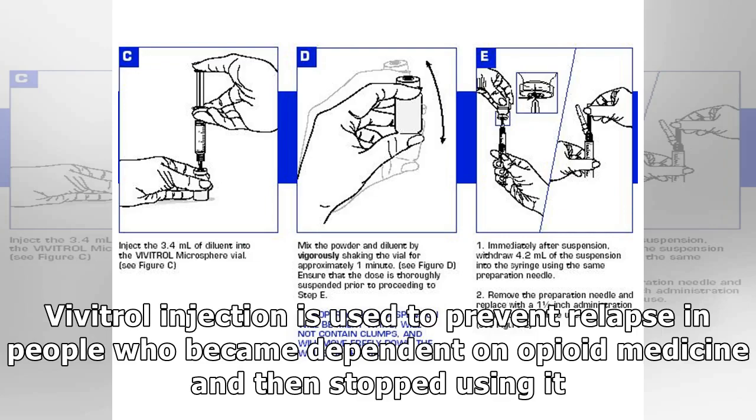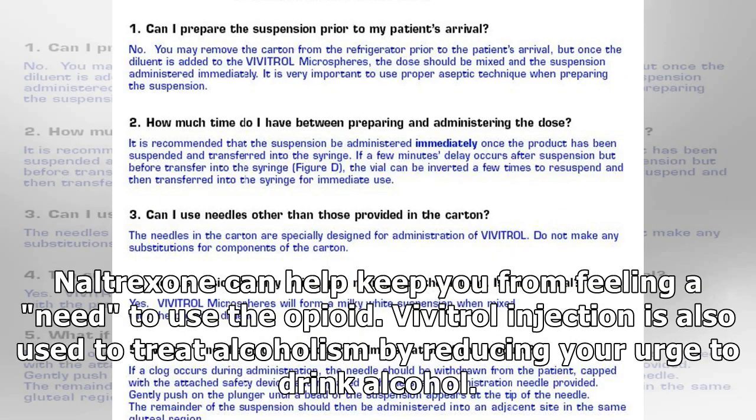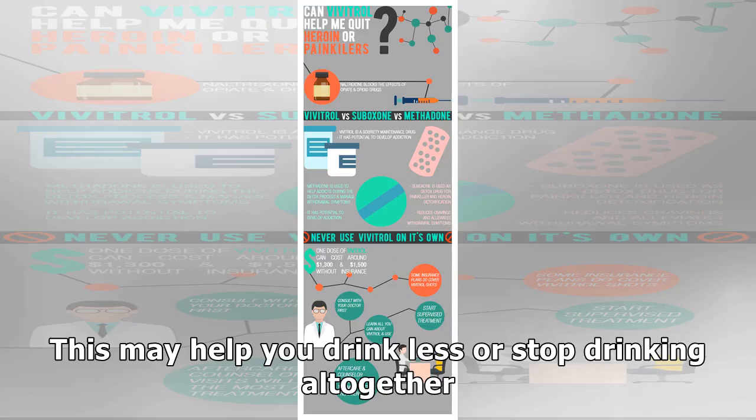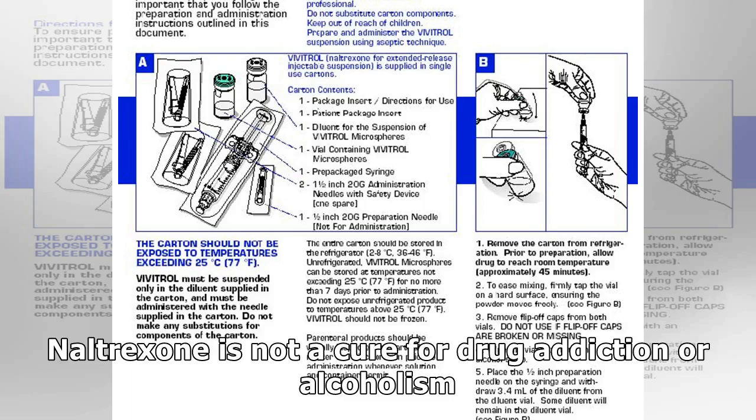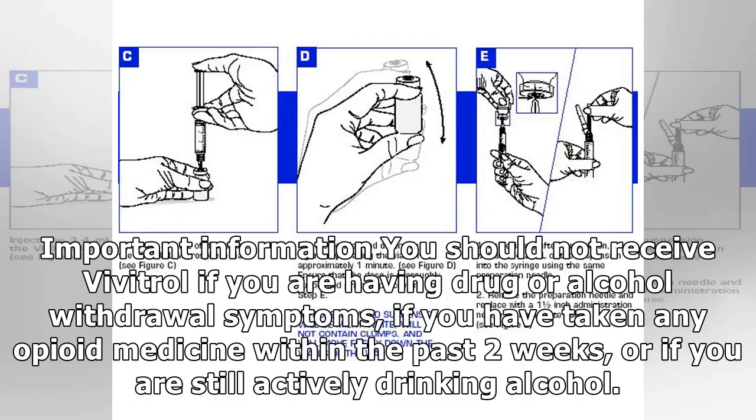Vivitrol injection is used to prevent relapse in people who became dependent on opioid medicine and then stopped using it. Naltrexone can help keep you from feeling a need to use the opioid. Vivitrol injection is also used to treat alcoholism by reducing your urge to drink alcohol. This may help you drink less or stop drinking altogether. Naltrexone will not decrease the effects of alcohol you recently consumed. You should not be drinking at the time you receive your first Vivitrol injection. Naltrexone is not a cure for drug addiction or alcoholism.